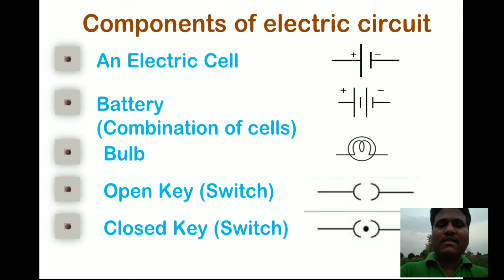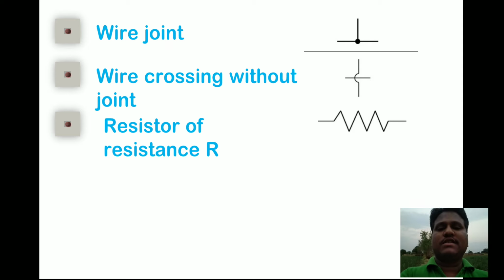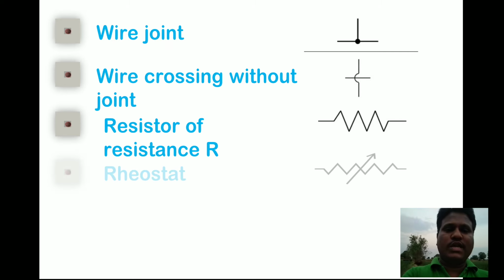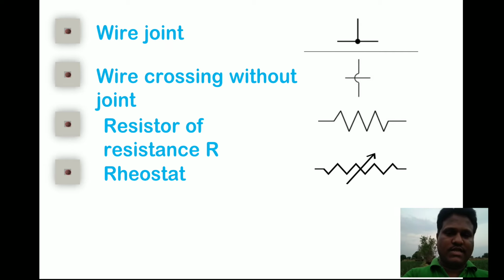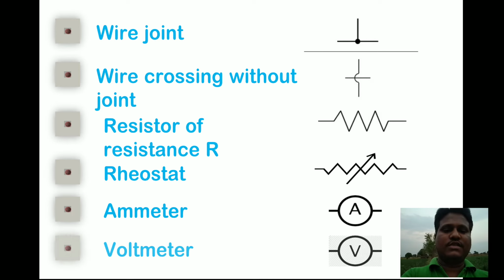Open key means there is no current flowing in the circuit, which can be shown in this way. You can observe in the slide, right? And closed key with a dot. Moving further, we have wire joint and wire crossing without joint. Then resistance can be represented in this way. Rheostat, that is a variable resistance, is represented in the given figure.